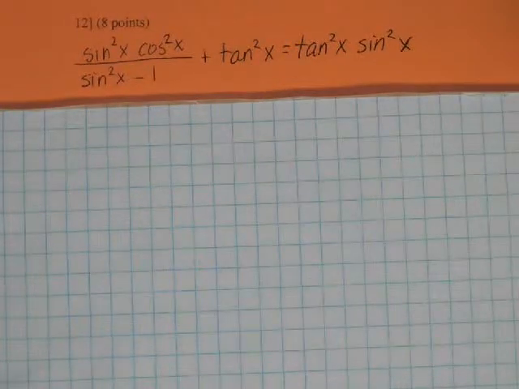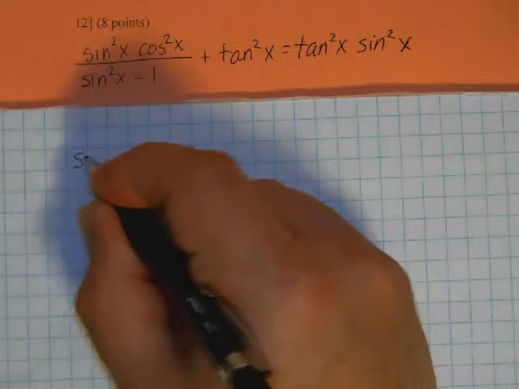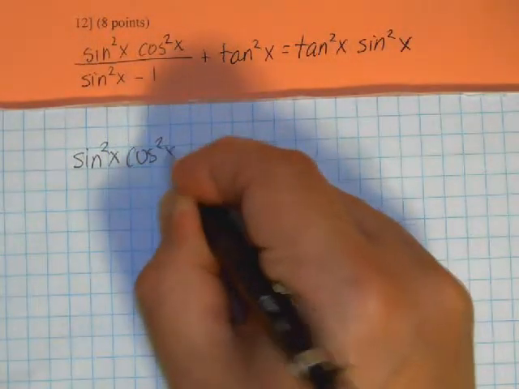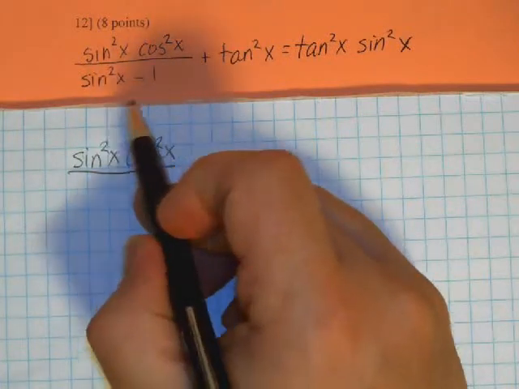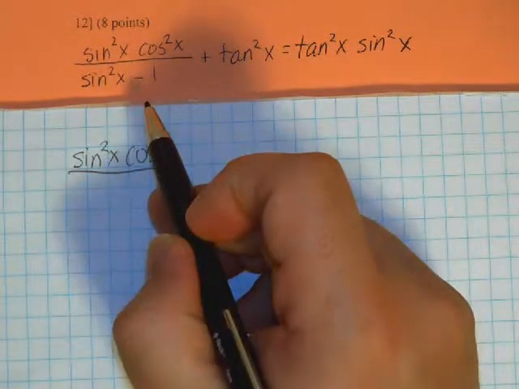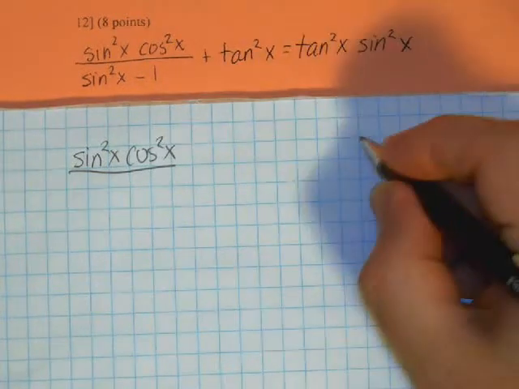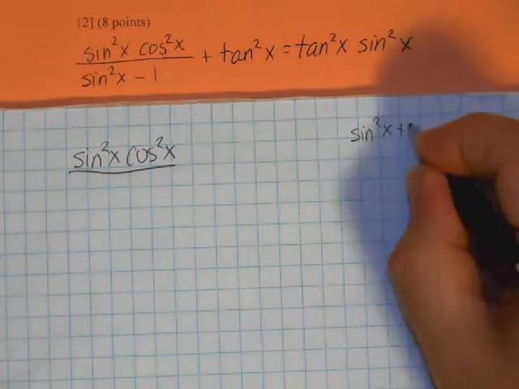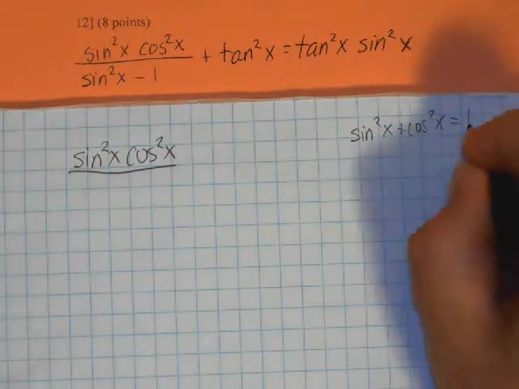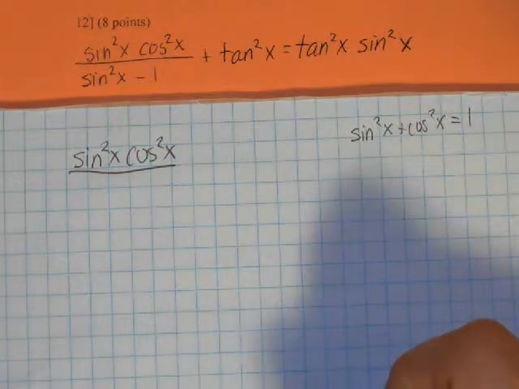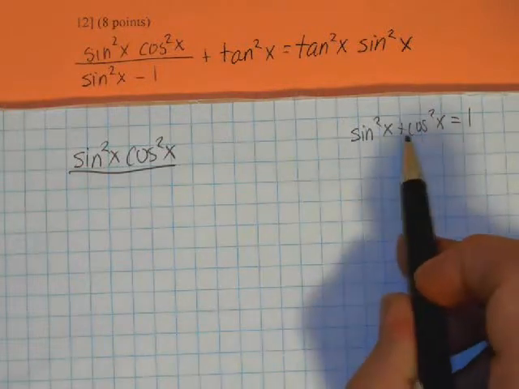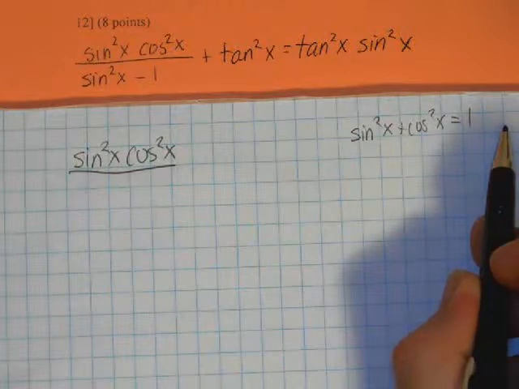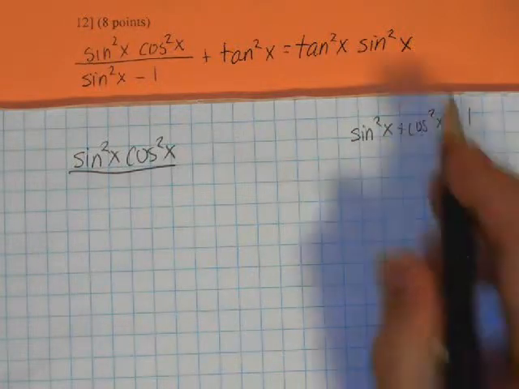Number 12. A lot of you had the right idea for the first step. You saw this sine squared and this minus 1, and you immediately thought of cosine squared. Well, sine squared plus cosine squared is equal to 1. But if I subtract sine squared from both sides, I get 1 minus sine squared, not sine squared minus 1.